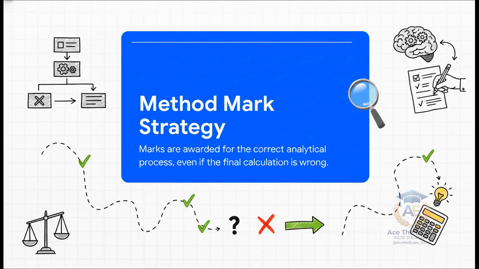Look at this definition, the method mark strategy. This is a marking framework where points are awarded for demonstrating the correct analytical process, even if your final calculation is a total disaster. Imagine Alex and Sam are drafting a response together. Alex messes up a complex cost of sales calculation early on, gets frustrated, crosses the whole page out, and gives up. That is a fatal error.